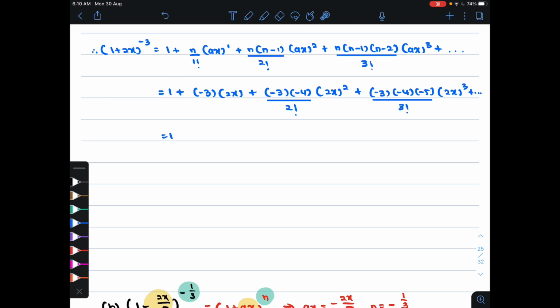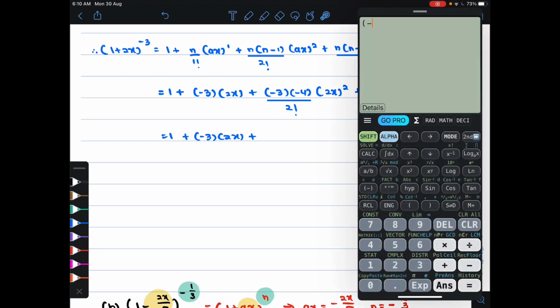Okay, so kat sini simplify setiap satu term satu per satu. Okay, so this one salin balik. Untuk this one, Miss suka simplify yang kat sini dulu. And the answer is 6. Expand 2x square and you'll get 4x square.